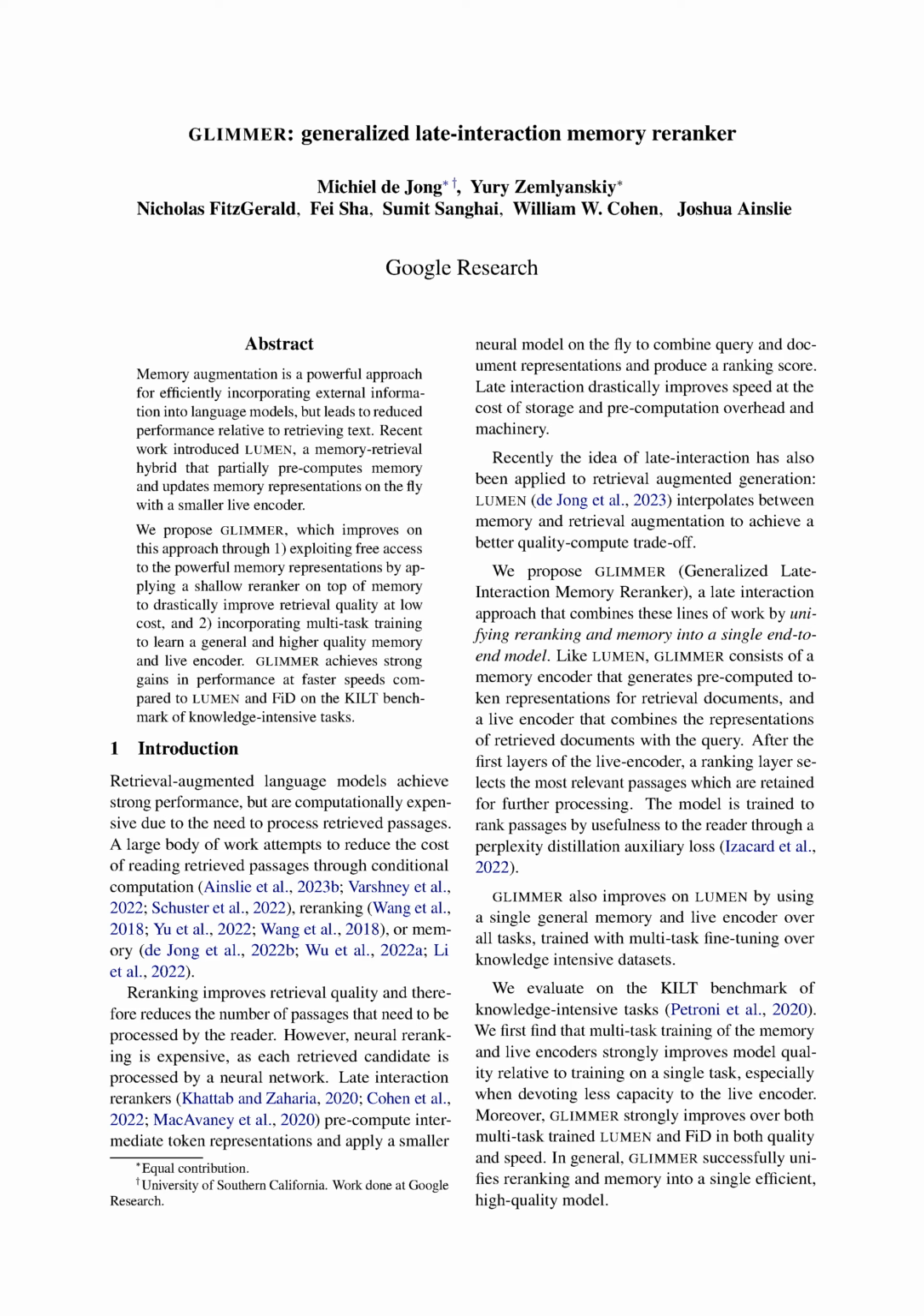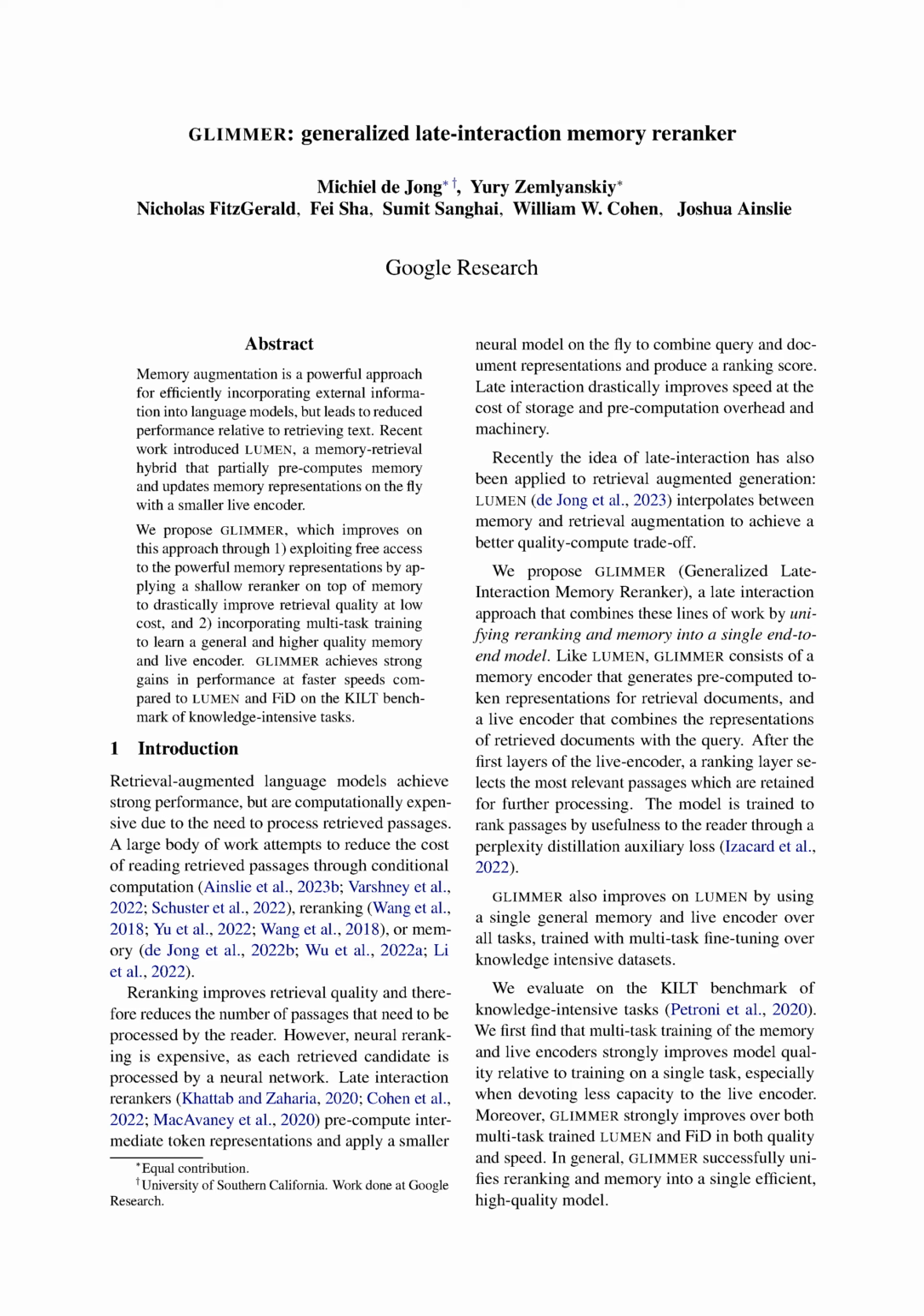Recently, we've seen the late interaction concept being applied to retrieval augmented generation. It tactfully balances between memory and retrieval augmentation to strike an optimal quality compute trade-off. We're introducing Glimmer, our generalized late interaction memory reranker. This is a late interaction model that unites reranking and memory in a single, comprehensive model.